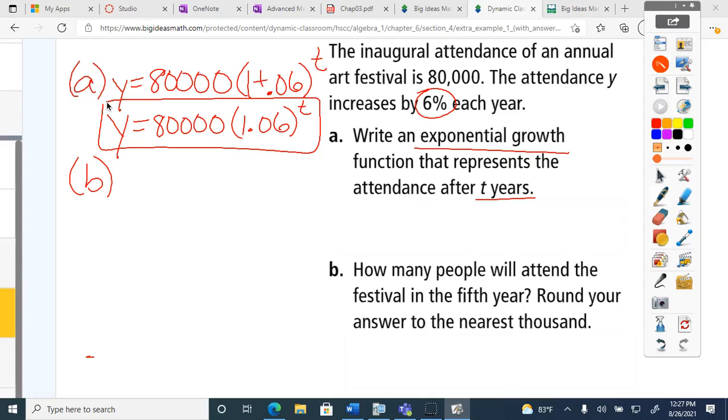How many people will attend the festival in the 5th year? Again, this 5th year, I don't know why they did the same one. So what are we going to plug in for our T? 4. So y equals 80,000 times 1.06 to the 4th power. You should get, if my answer is correct, 100,998.